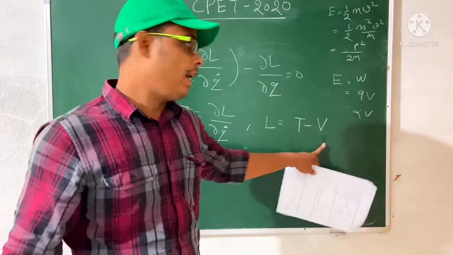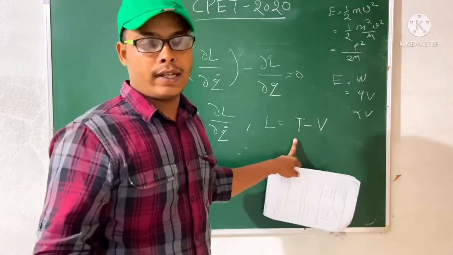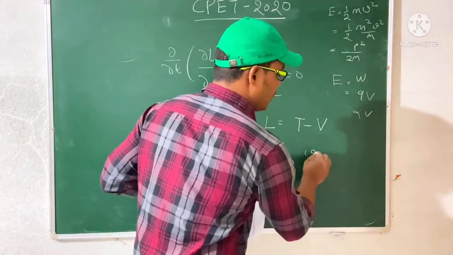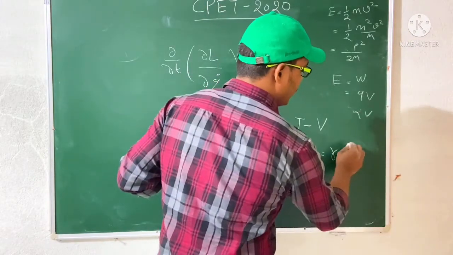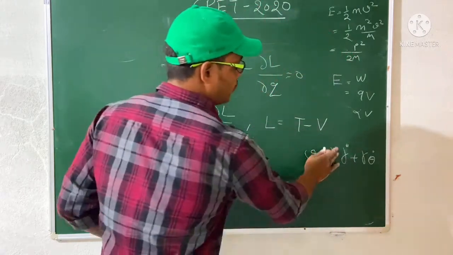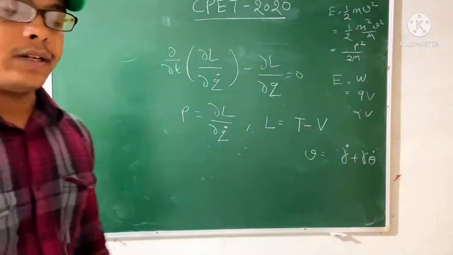Potential energy is the mgh formula. Kinetic energy is half mv square. But for the velocity, if we look at it in polar coordinates, then it will be r dot plus r theta dot. Right? No, sorry, this is r dot plus r theta dot.